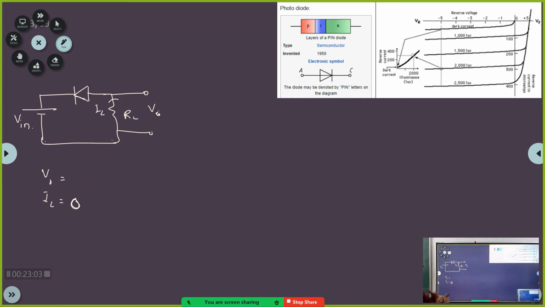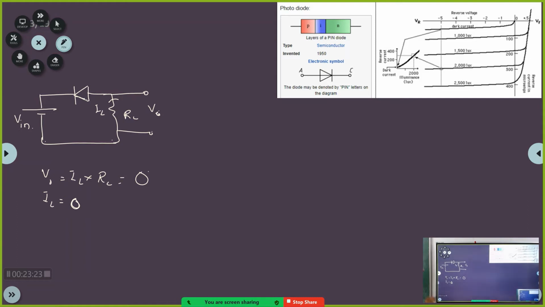Okay. You are analyzing it in a different manner. Can anybody else tell me why V naught is 0? What is V naught? V naught is IL into RL. IL is 0, therefore V naught is 0. Simple. Don't complicate it.